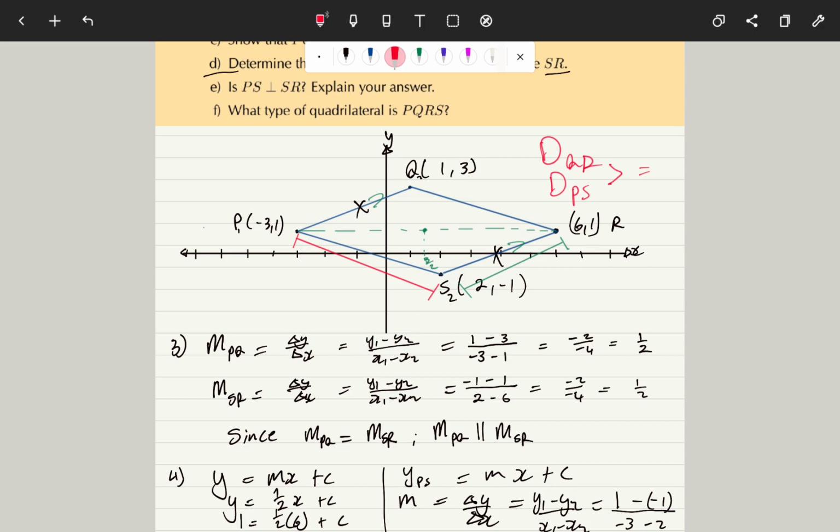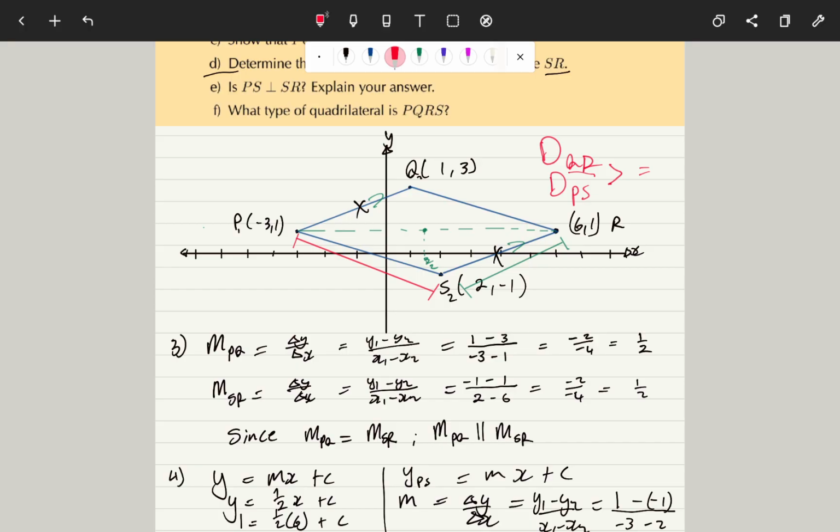So you can also calculate the gradient of, since we have the gradient of PS, we can calculate the gradient of QR to check if they are really parallel to each other. And if they are parallel, then it's a parallelogram. But of course, if the distance of QR and PS is the same as the distance of PQ as well as RS, then you realize that all the sides are equal. It has to be a rhombus. You know what I'm saying?